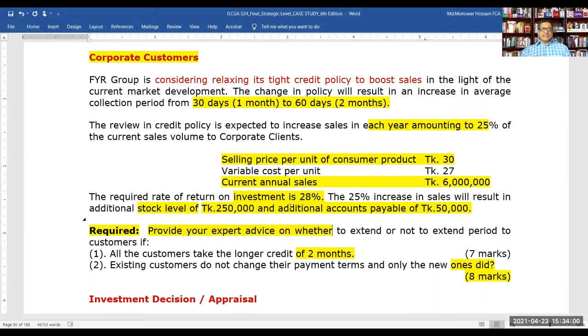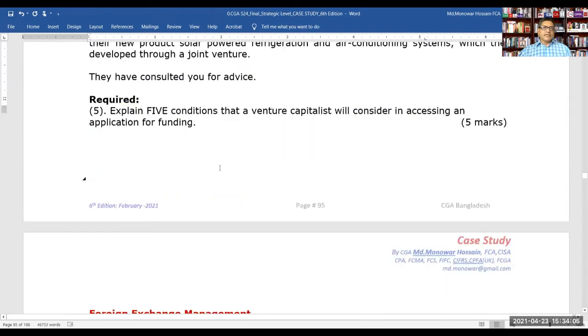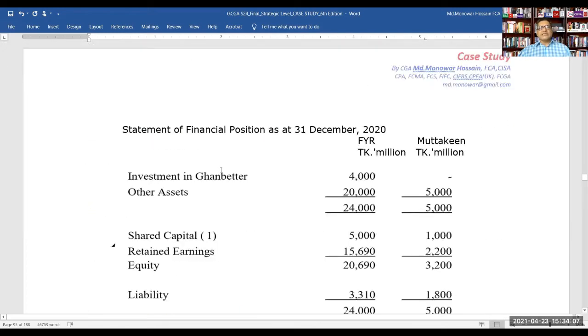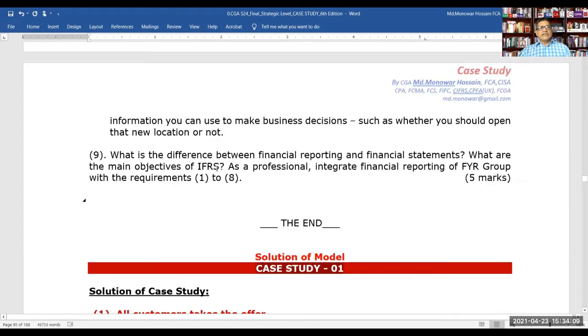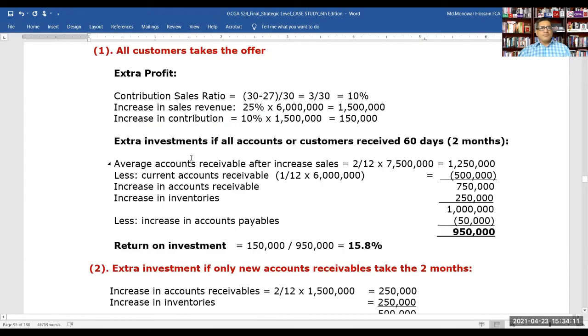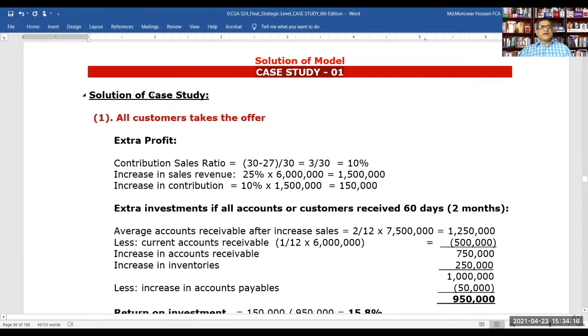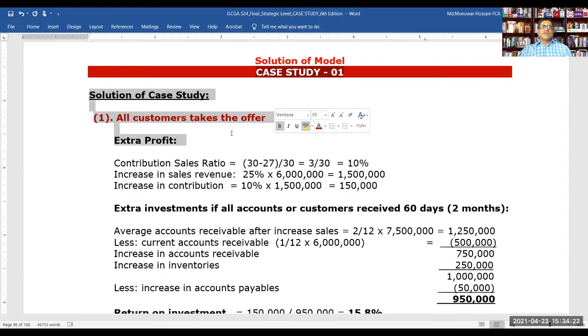So in this case, if we go for the solution, this is another problem here. There are a lot of cases here within the case, 100 marks here. We are only discussing 15 marks. Look here, the model solution of this case study. All customers take the offer. If all customers take the offer, what would the contribution sales ratio be?